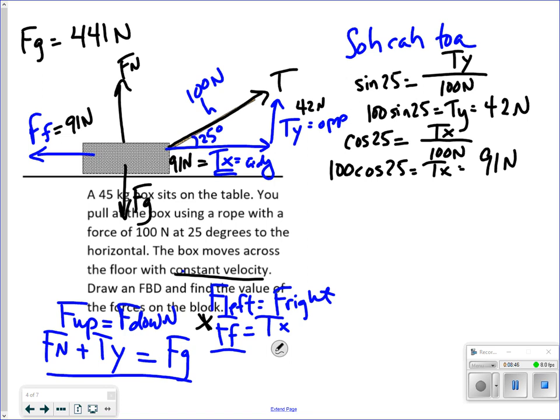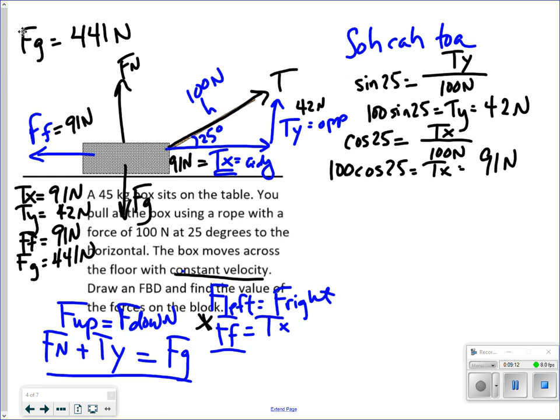You might want to start just making a nice little list someplace. I still have a little more work to do. So let's see, Tx is going to be 91 newtons. Ty, we've got at 42 newtons. Force of friction, that's 91 newtons as well. Fg, well, we already have that one, don't we? 441 newtons. That's nice. Now let's do the other one.